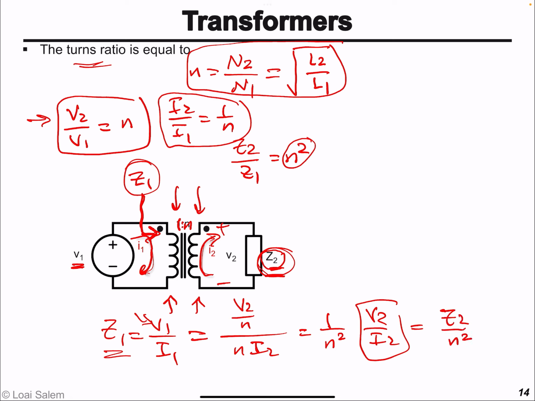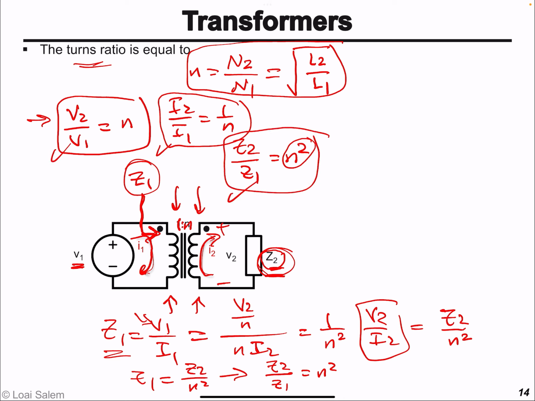And so if Z1 is equal to Z2 divided by N squared, this means that Z2 divided by Z1 is equal to N squared, as I mentioned at the beginning. So these are the three equations that govern an ideal transformer.